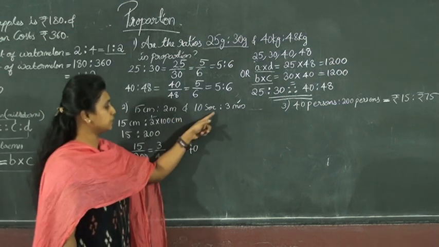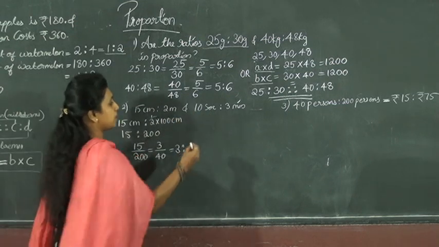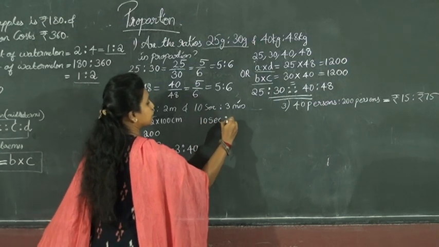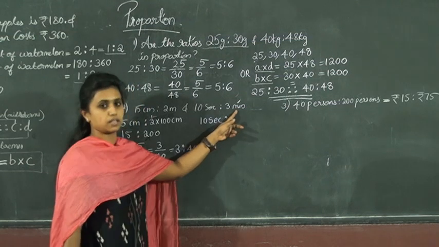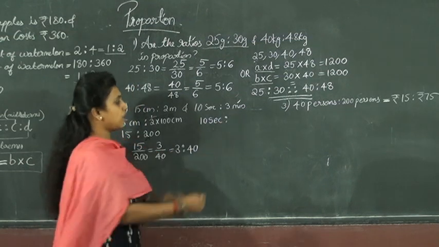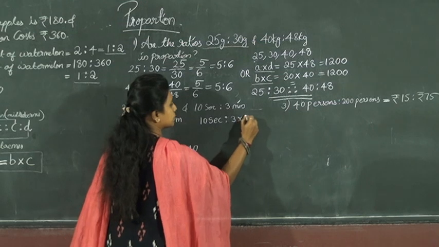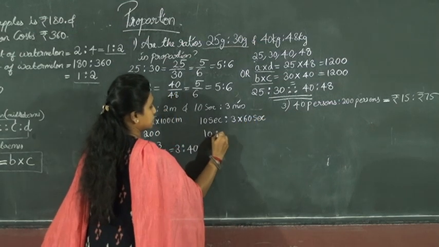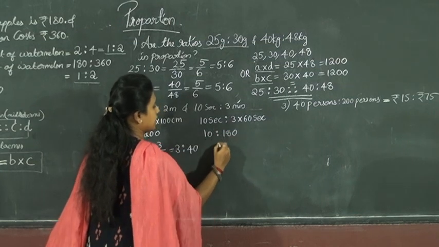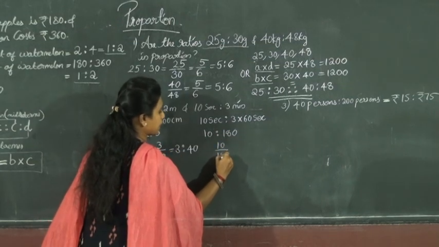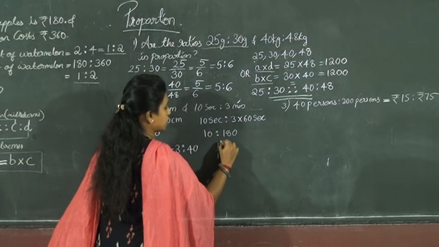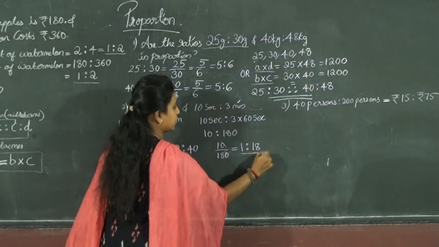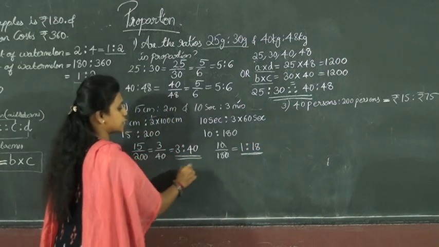In the same manner, check whether it is 3:40 or not. 10 seconds and 3 minutes. Here you want to convert the minute into second. 1 minute is 60 seconds. So 3 minutes is 3 into 60 seconds. That is 10 is to 180 and the fraction is 10/180, which is equal to 1:18. Here you can see that the two ratios are not equal.